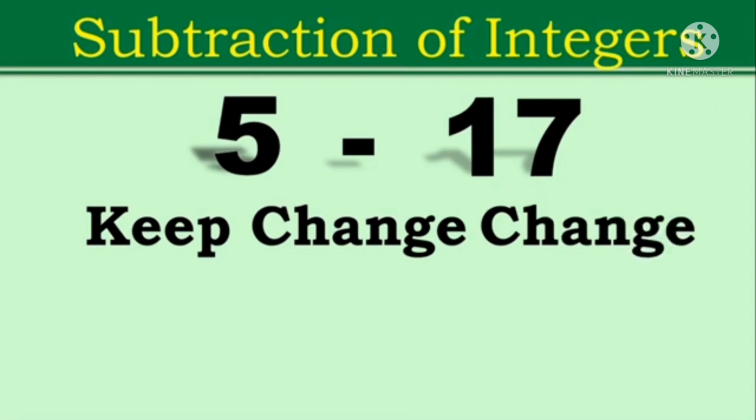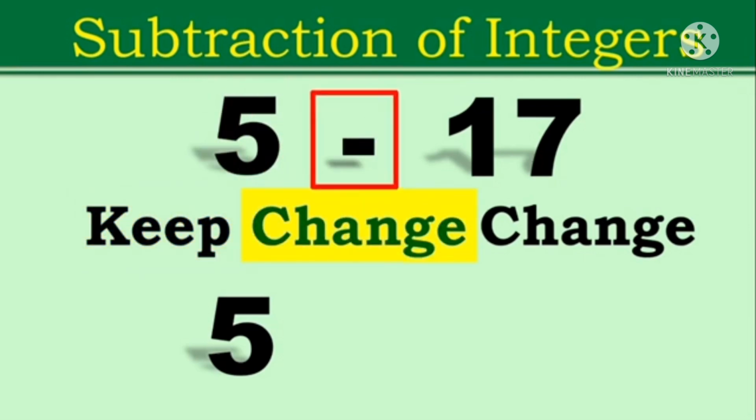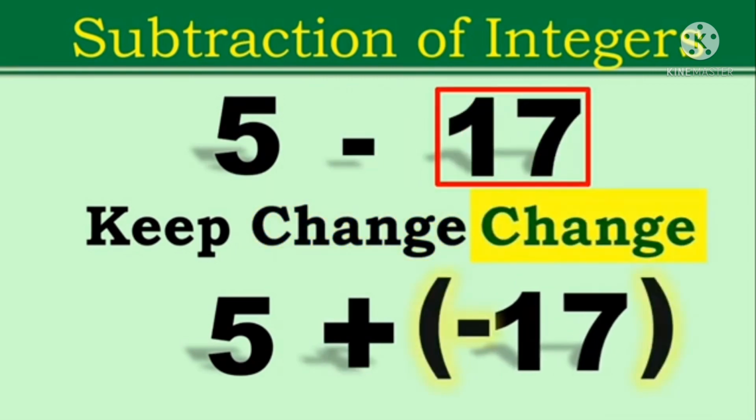Keep, change, change. Now, in our description box below, I am going to post the reference link for this strategy. Keep, change, change. Now, what do I mean by this? We are going to keep the first integer, keeping its sign, so we keep it as positive 5. Second, we will change the subtraction to addition. And the last one there is 17. We will change that to negative 17 from positive 17.